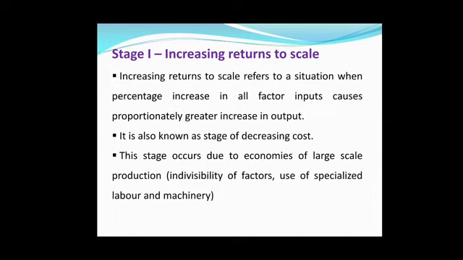That is, when there is an increase in the scale of production, it leads to lower average cost per unit produced, and hence in the initial stage, the average cost of a firm starts decreasing, and hence this stage is also known as the stage of decreasing cost. Dear students, this stage occurs due to economies of large scale production.